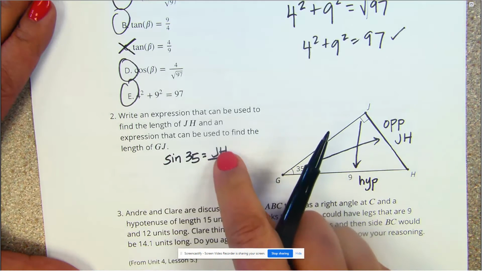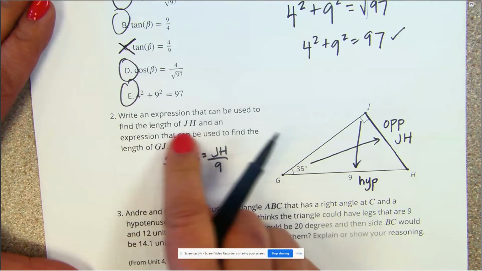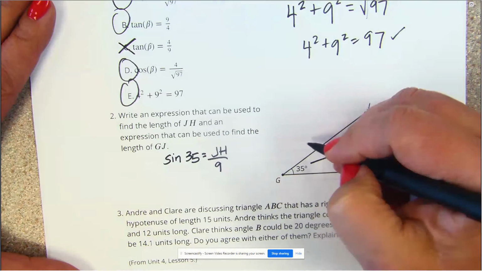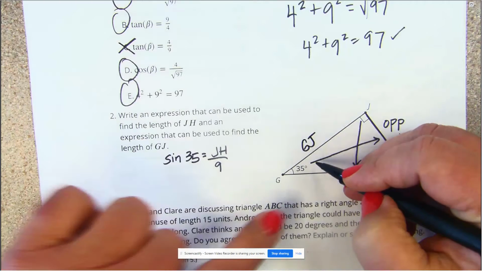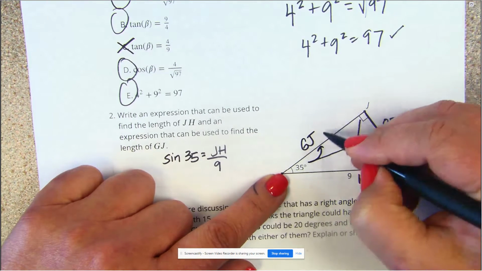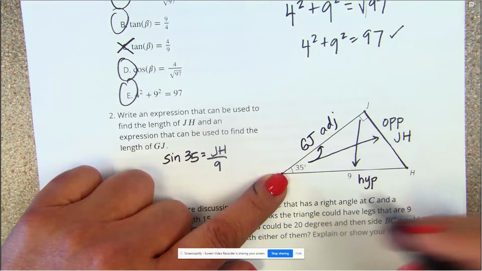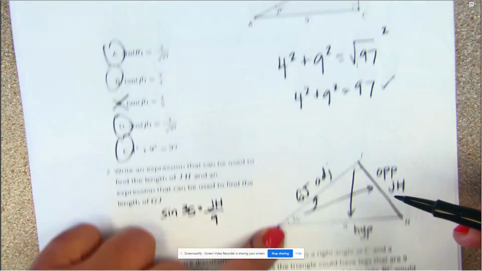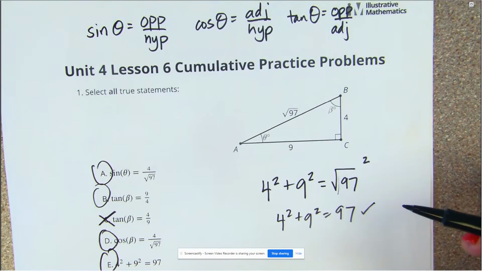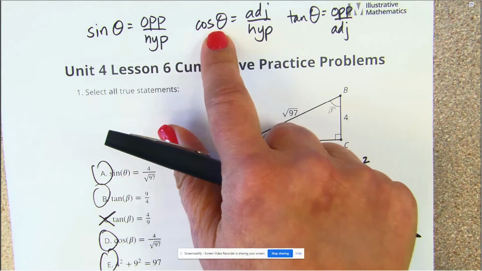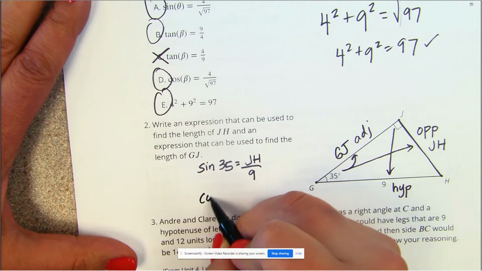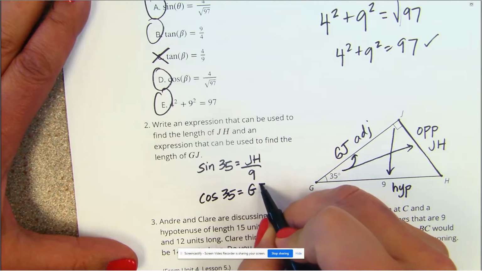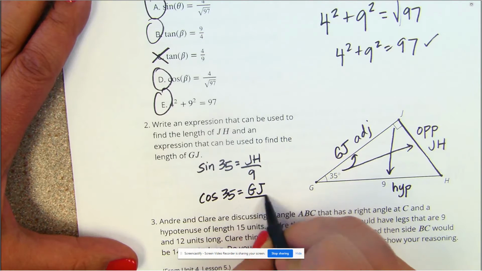And if I had to solve that, it didn't ask me to, right? If I'm trying to get that alone, I'd multiply both sides by 9 because that ratio is stored in my calculator. Okay, how about GJ right here? Well, if I'm using 35, now we're talking about the adjacent side. So I would need to use the adjacent and then the one they gave me, the hypotenuse. Which trig function uses the adjacent and the hypotenuse? Cosine. So cosine of 35 equals, I'm calling it GJ over 9.